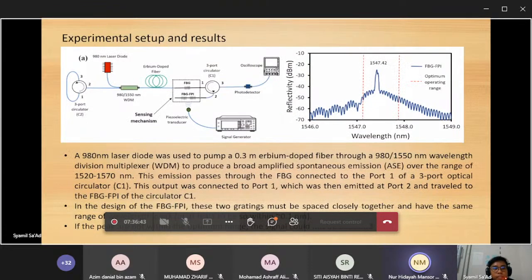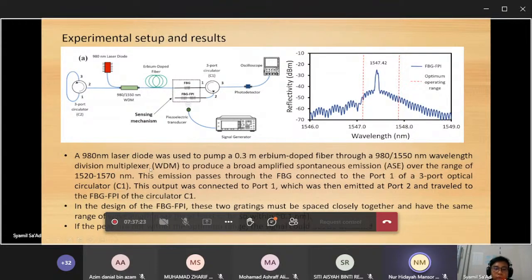It is the experiment setup. This is a 980 nanometer laser diode. The laser diode was pumped to an EDF, erbium doped fiber, through a WDM, wavelength division multiplexer, to produce a broad amplified spontaneous emission, a broad spectrum over the range of 1550. This emission passed through the first FBG, as you can see here, which then emitted at port 2. It goes out to port 2 and goes to the FBG FPI here. This square box is the sensing element, or the sensing mechanism.